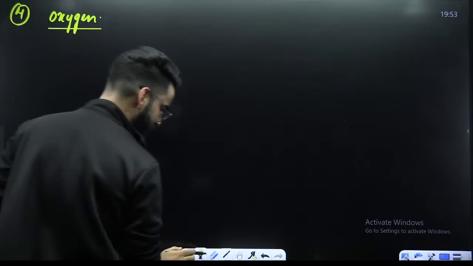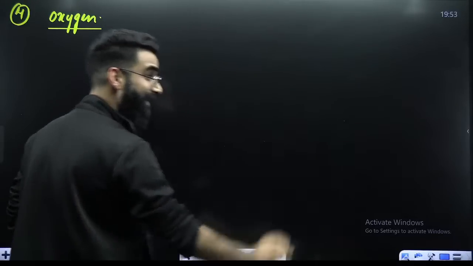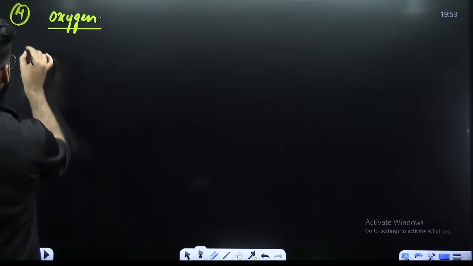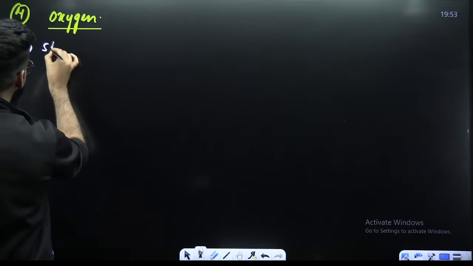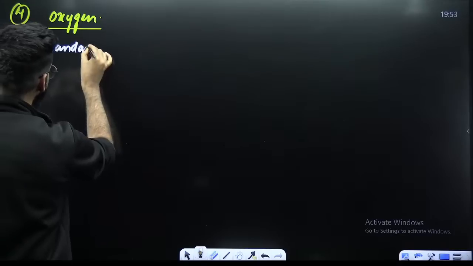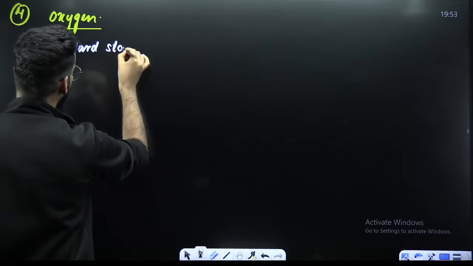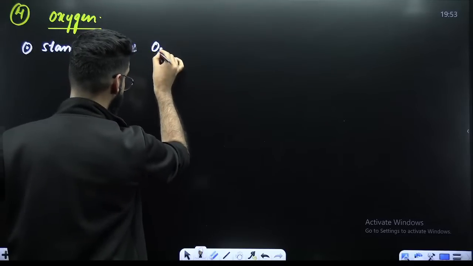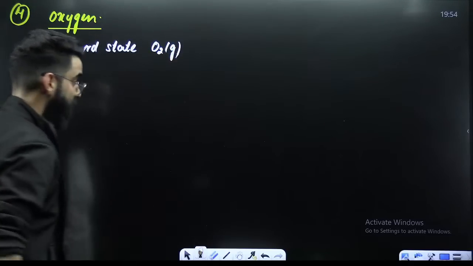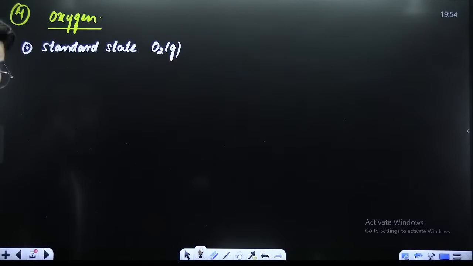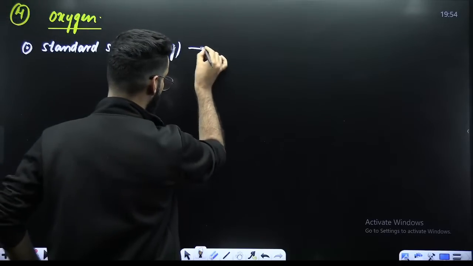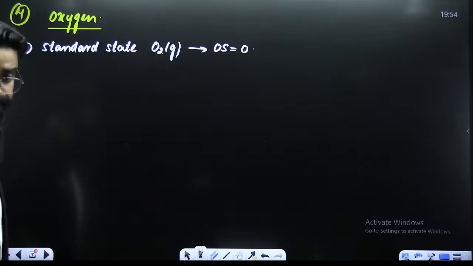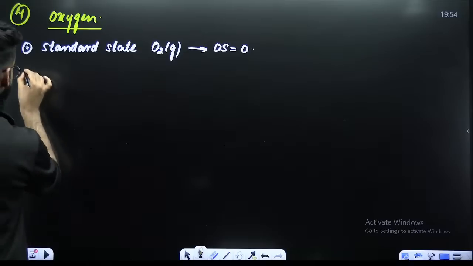Fourth rule is particularly for oxygen. Now, understand and remember things. First thing, whenever you see oxygen present in its standard state, that means whenever you see oxygen in this form, O2 gas form, remember the oxidation state of oxygen will be taken as 0. Point number 1. Point number 2.